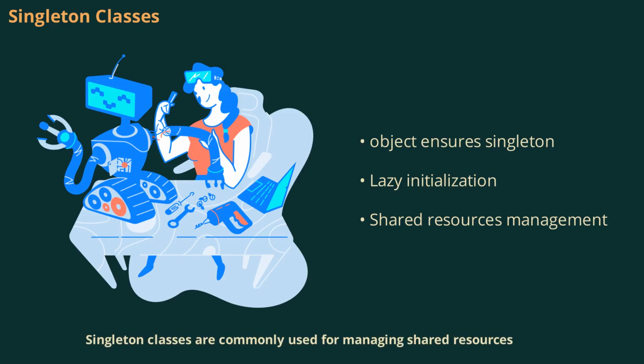Singleton classes are commonly used for managing shared resources, such as API clients or configuration objects. Kotlin's object declaration makes singleton implementation straightforward and efficient.